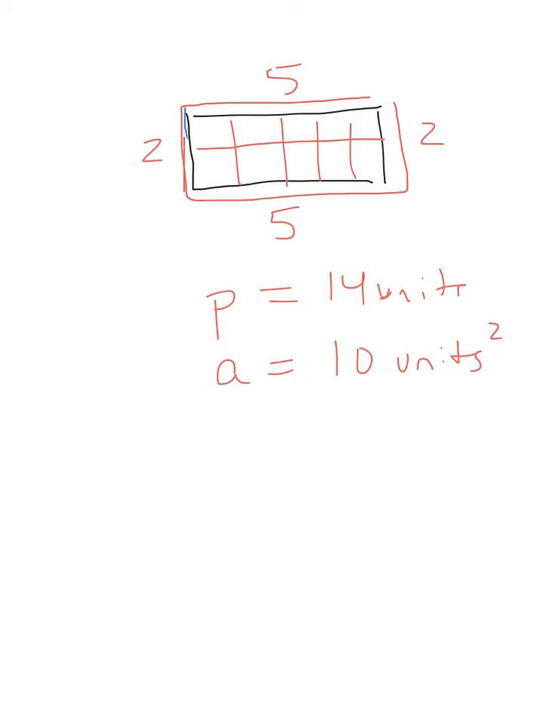So again, remember to tell yourself, perimeter is the distance, the linear measurement on the outside. Area is the number of square units inside your shape, and we will be focused on quadrilaterals.